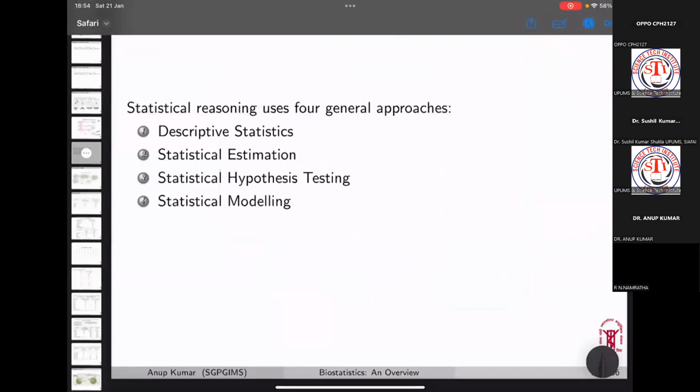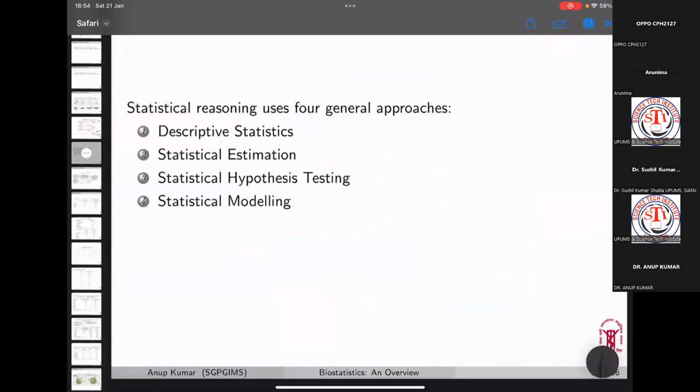So this workshop is going to deal with these approaches, and statistical reasoning calculation generally uses these approaches. Descriptive statistics, which I'm going to describe today, then statistical estimation and testing of hypothesis. I think day 2 and day 3 are going to be dedicated to points number 2 and 3, and then statistical modeling. So regression modeling and further cluster analysis, discriminant analysis, all these come under statistical modeling. Slowly and gradually, we are going to tell you all these general approaches.